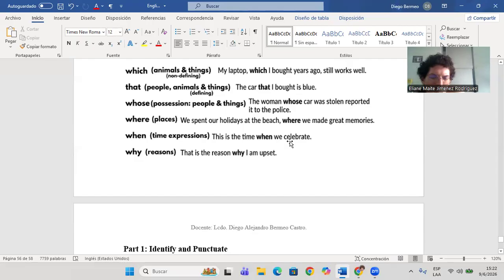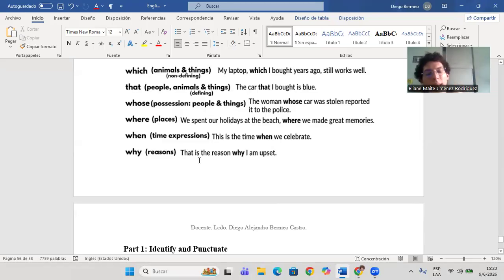This is the time when we celebrate. This is defining because this is referring to the time when you celebrate. So if you say this is the time, for what? What's that? The time, but for what? You are giving no context. So you cannot delete that part because otherwise the sentence would be nonsense.